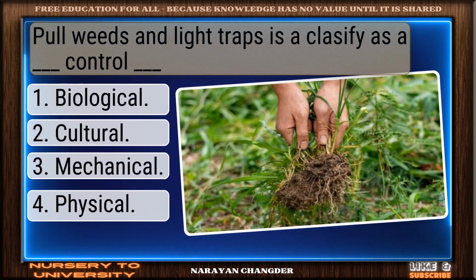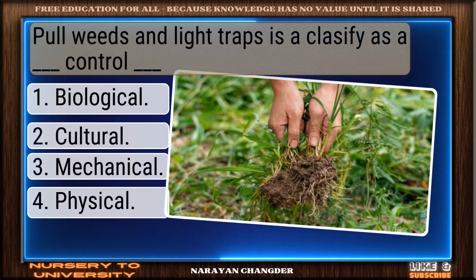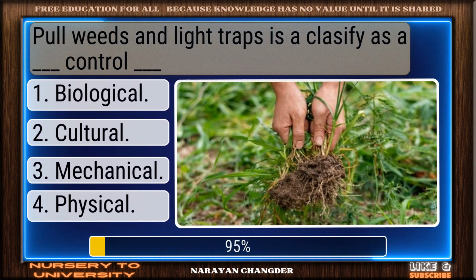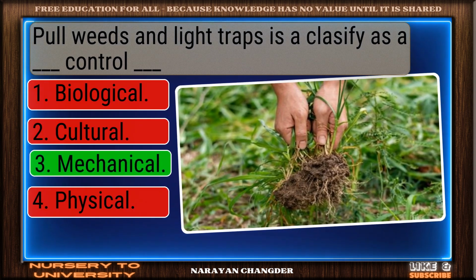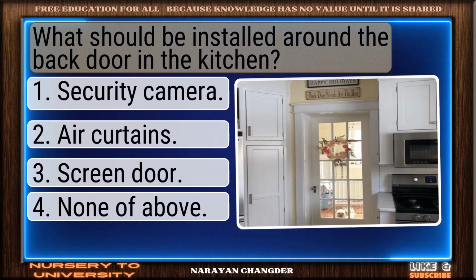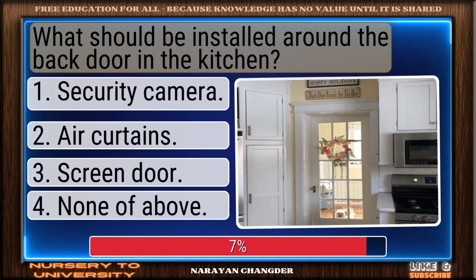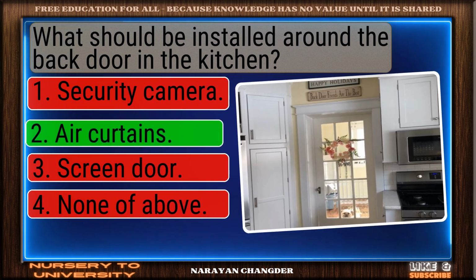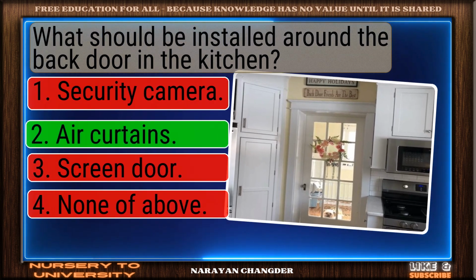Pull weeds and light traps is classified as a dash control. On track. Mechanical is the correct answer. What should be installed around the back door in the kitchen? Well reasoned. Air curtains is the correct choice.